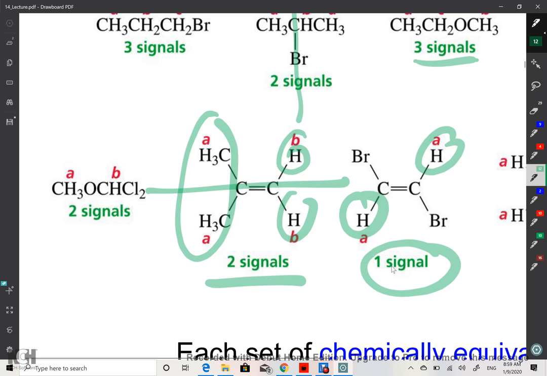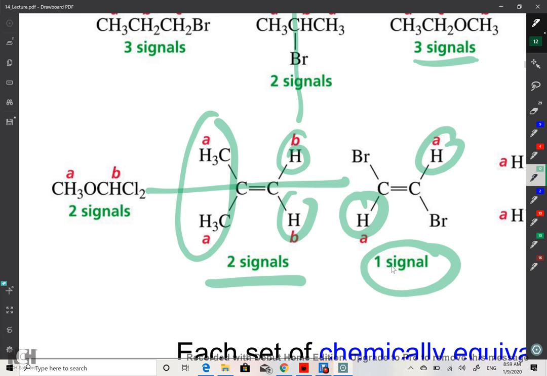Because if you put a symmetry here, you'll see that what you have below here is exactly what you have above there. So the methyl group is the same as that methyl group, this hydrogen is the same as that hydrogen. So the carbons are different. These two carbons? Yes, they are different, because this one is connecting to that one.